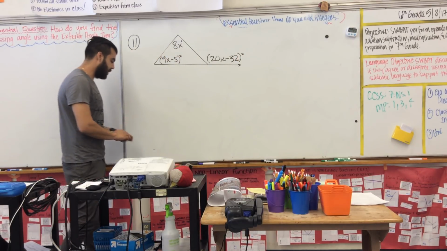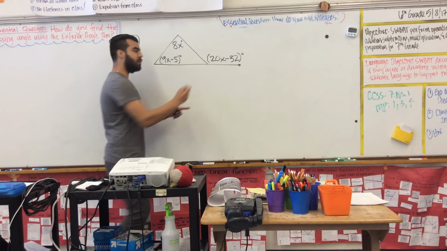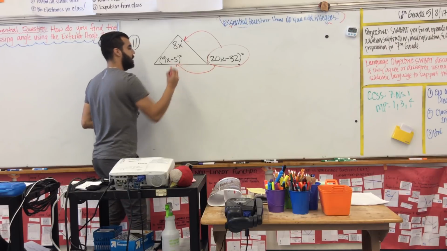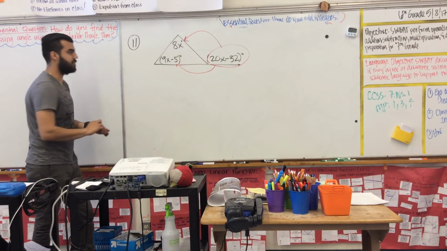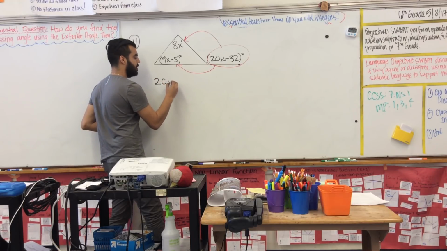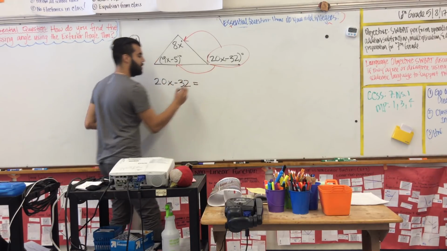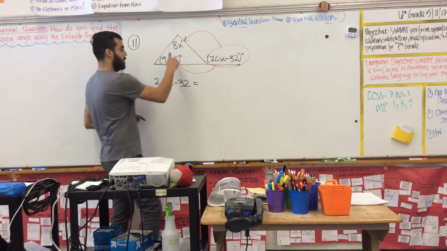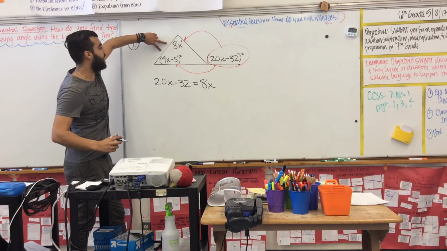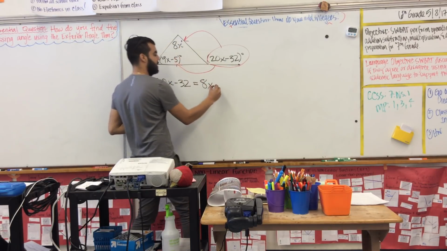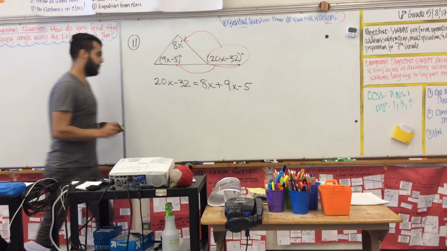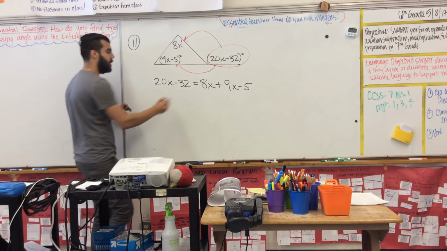Again, apply the same theorem. The exterior angle equals the sum of the two angles across from it. So let's go ahead and set up the equation. My exterior angle is 20x minus 32 equals the sum of these two guys. So 8x, and again, it doesn't matter which one you write first as long as you add these. 8x plus 9x minus 5.